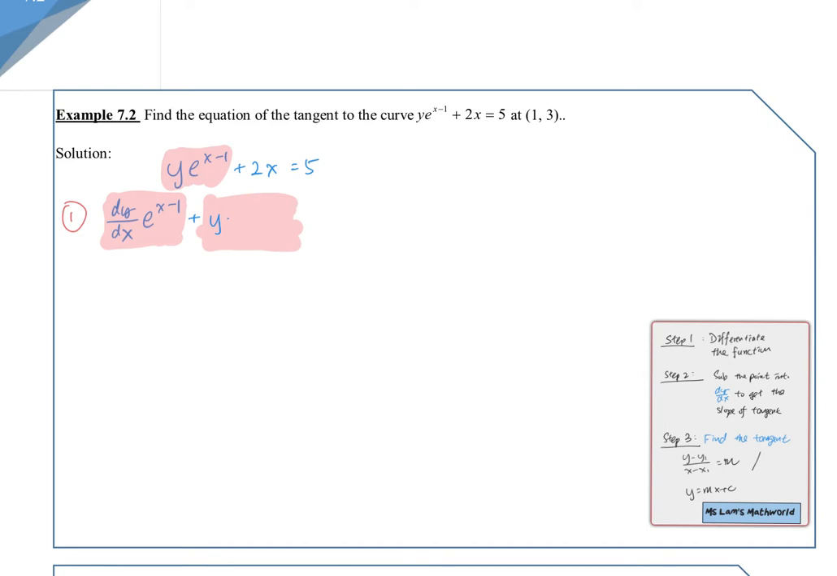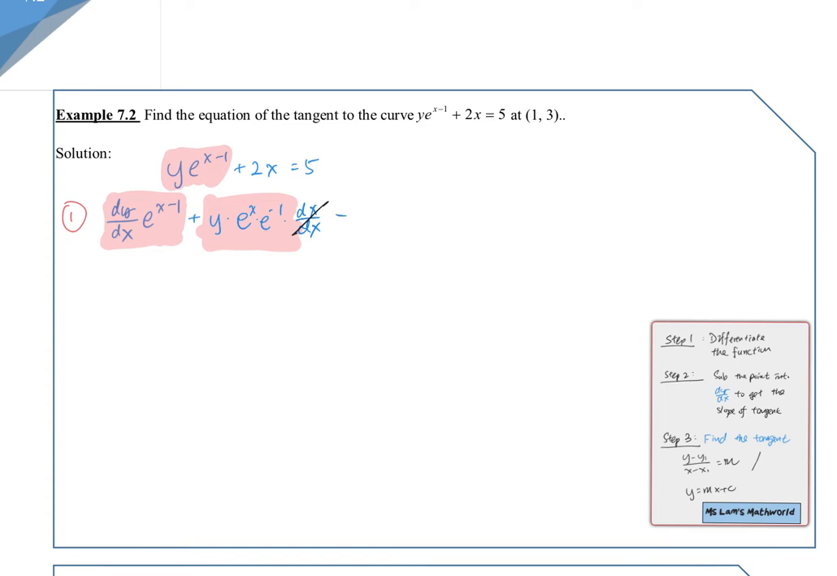So we get e to the power x again, right? And then times e to the power negative 1. Or you may use the chain rule. After that, we will actually have dx over dx, but it is gone because it is just 1. And we usually don't write it down.